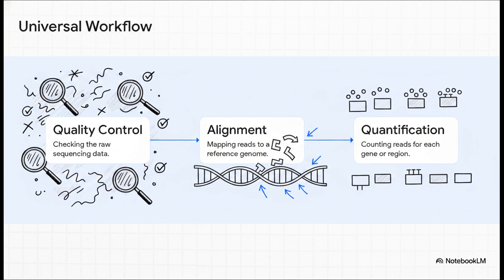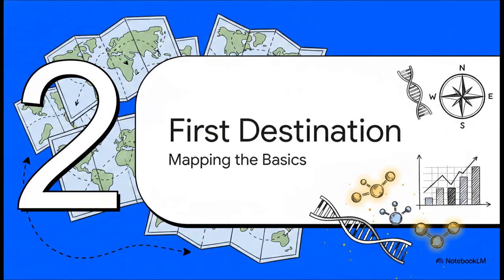And last but not least, quantification. This is where we literally just count. We count how many reads landed on each gene, and boom, suddenly we have our first real biological signal, how active each gene is. All right, so once we have that clean, quantified data ready to go, now the real fun begins. This is where we can start asking those big biological questions. So let's check out the first major destinations on our map.